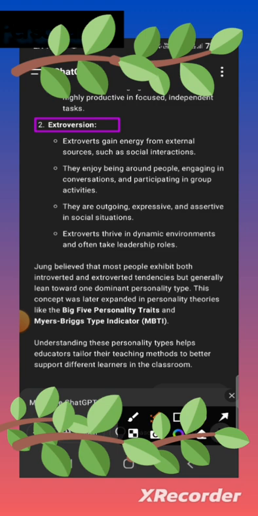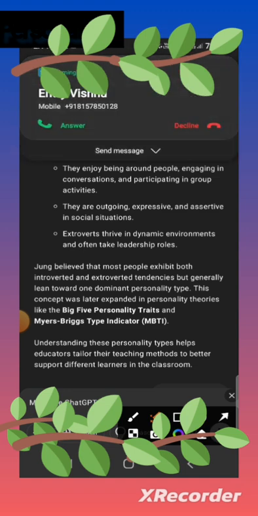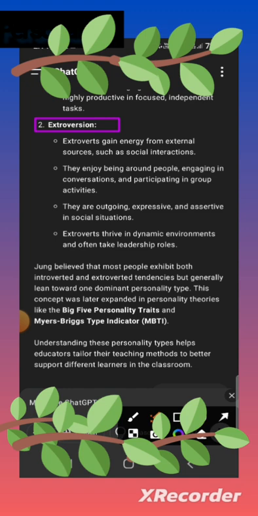Personality plays a crucial role in learning and development. Carl Jung's theory of introversion and extroversion helps in understanding how students process information and interact in a learning environment. Recognizing different personality types allows educators to create a balanced and inclusive learning experience that meets the needs of all learners.